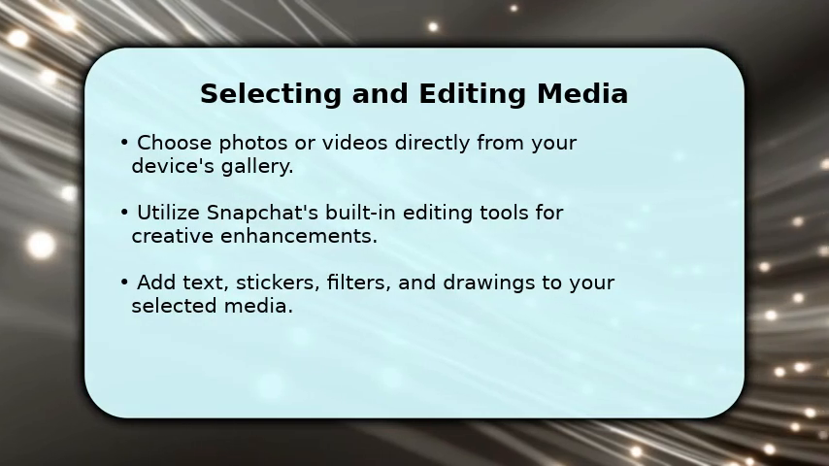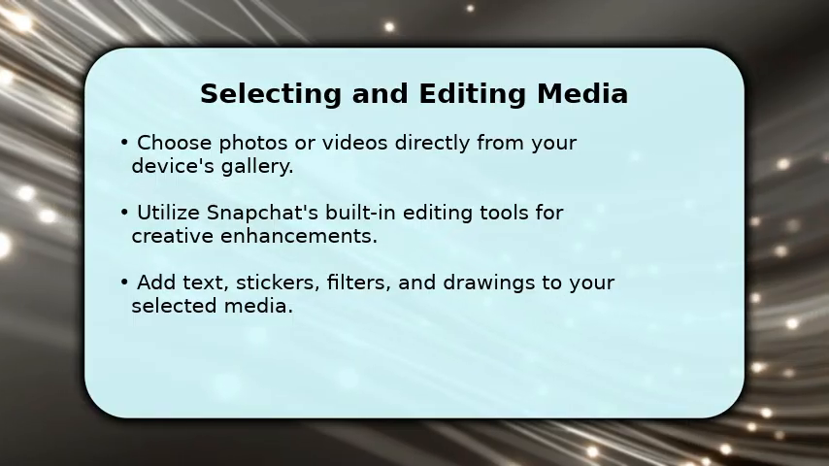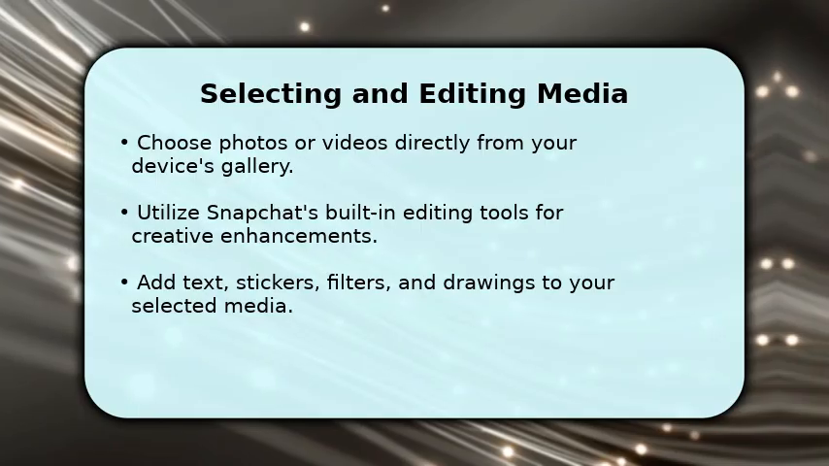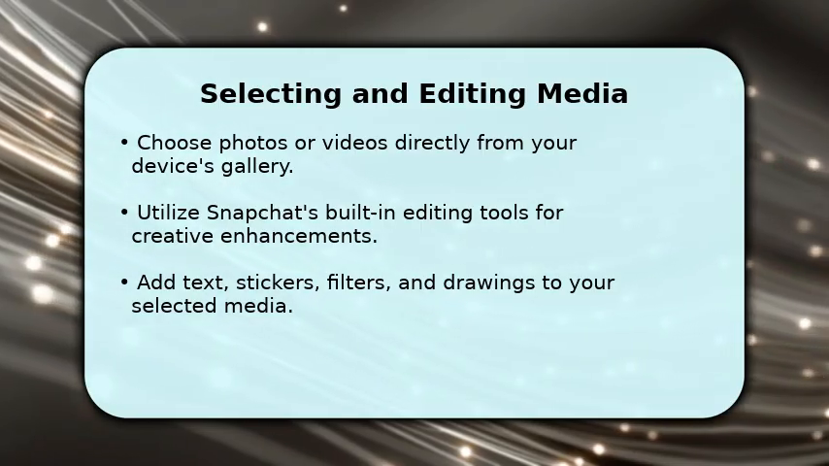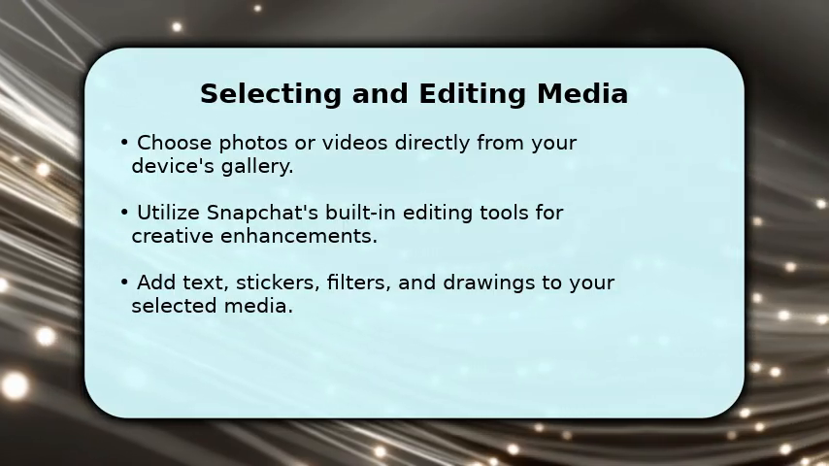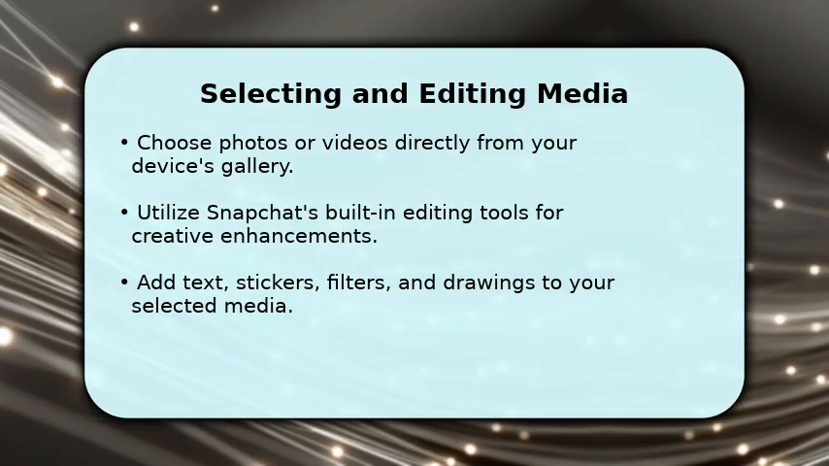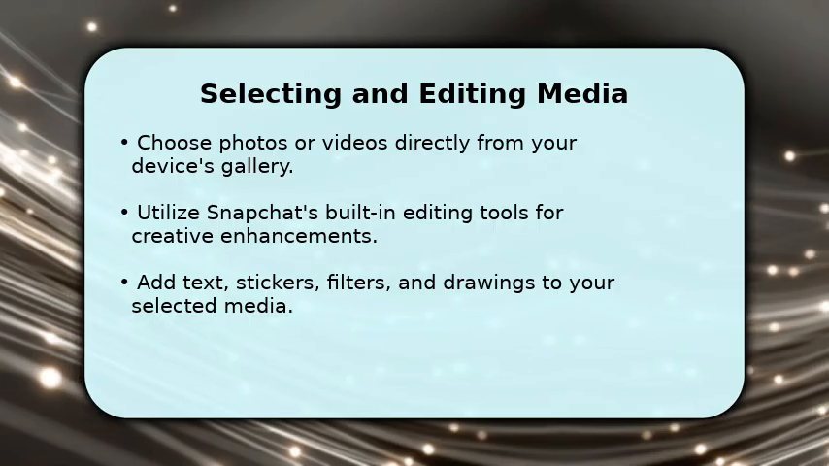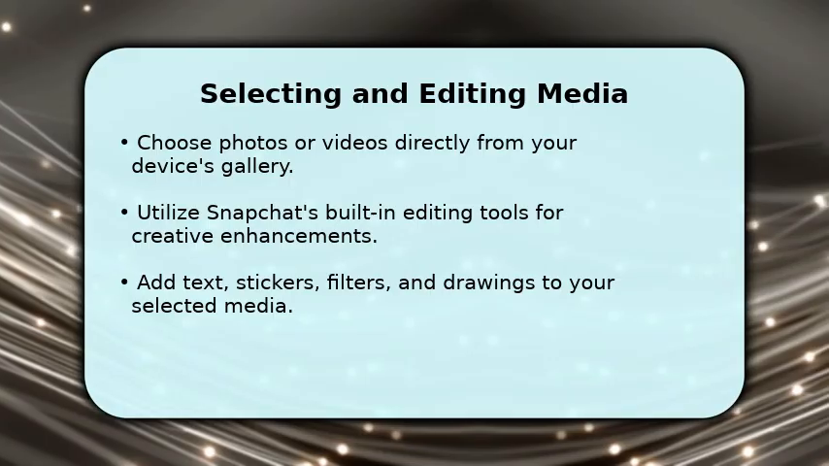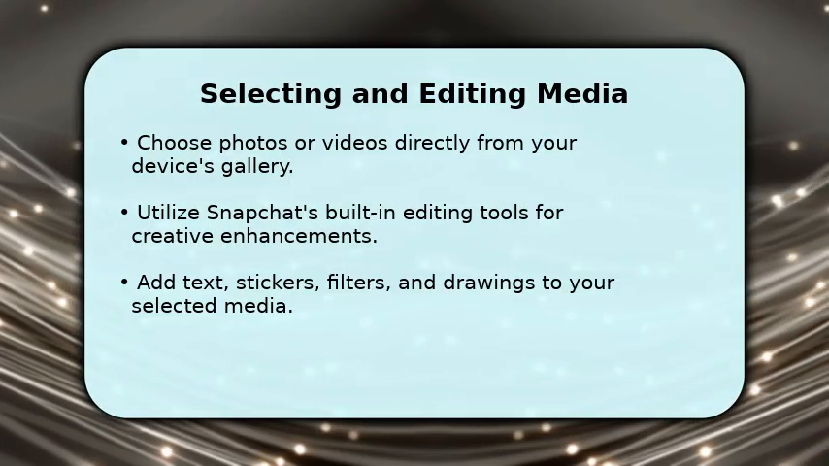Now that you're in Memories, tap on the Camera Roll tab. Here, you can browse and select the photo or video you wish to upload. After selecting, Snapchat's powerful editing suite becomes available. You can add fun stickers, apply unique filters, draw directly onto your media, or type out a message. Experiment with these tools to personalize your content and make it truly stand out before sharing it with your friends.